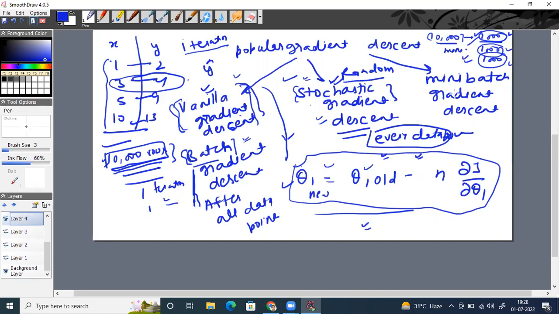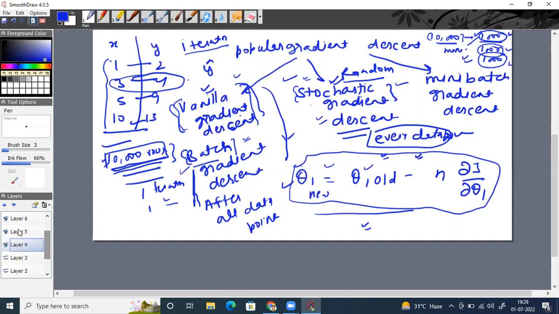In this, no. 1,000 rows gone, update. 1,000 rows gone, update. 1,000 rows gone, update. Okay. So it will have more frequent updates in comparison to batch, but less frequent updates in comparison to stochastic gradient descent. Okay. Now, a very interesting scenario is this.